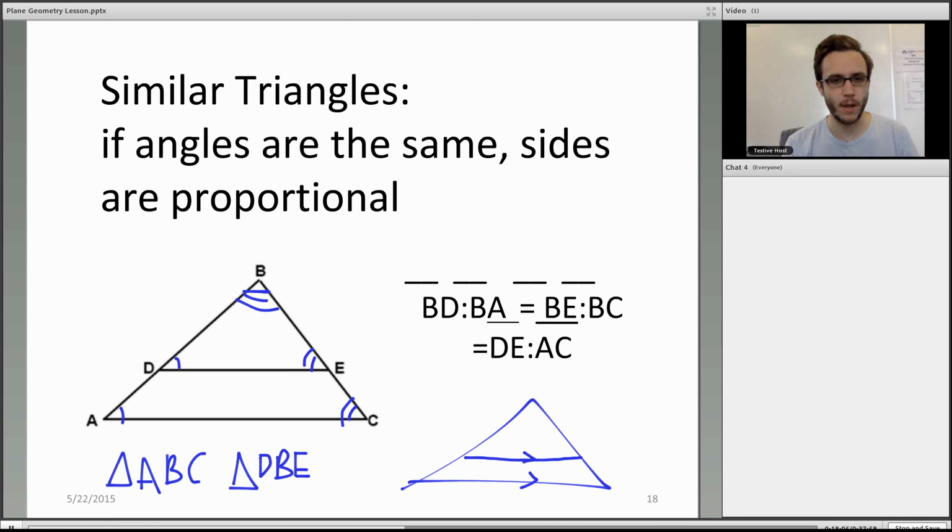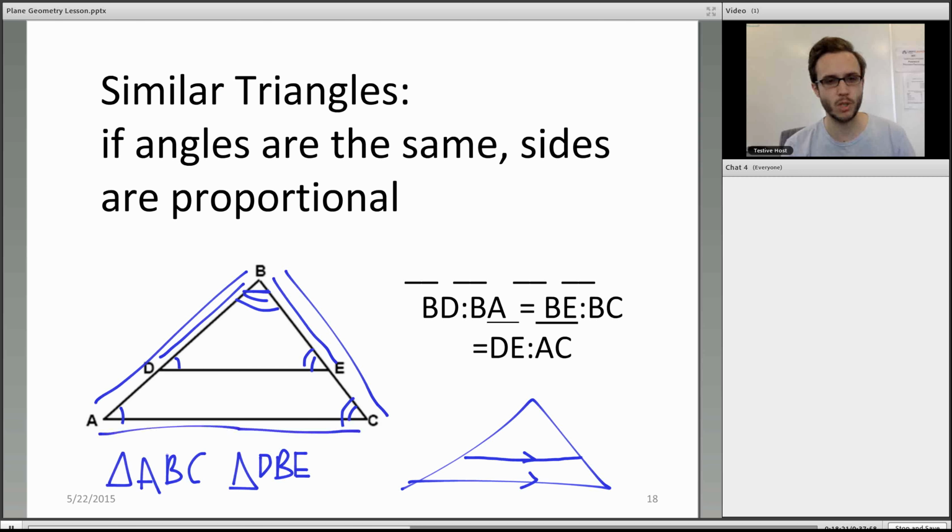So side length BE compared to side length BC is going to be the same proportion as side length BD compared to side length BA, and finally side length AC is going to be the same proportion to side length DE as the rest of those proportions.